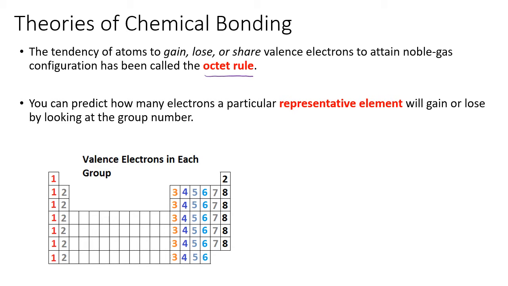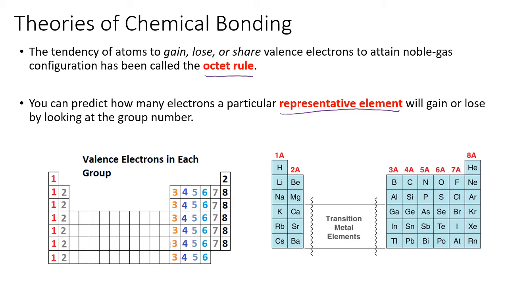So they are happy. The other way you can predict the number of valence electrons a representative element will have, which representative elements are your first 2 columns and your last 6 columns, is you can look at the group number. So if you're in group 1A, every one of them has 1 valence electron. In group 2A, all of those have 2 valence electrons.